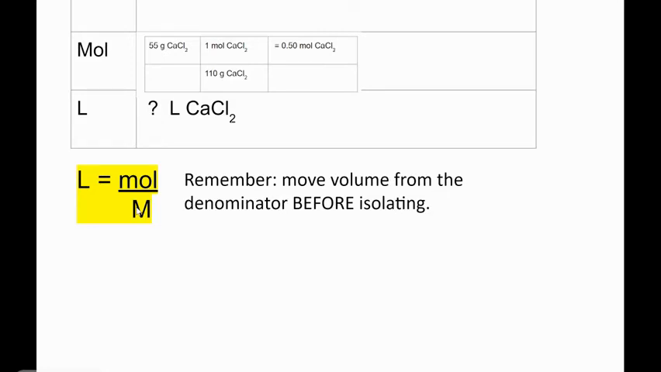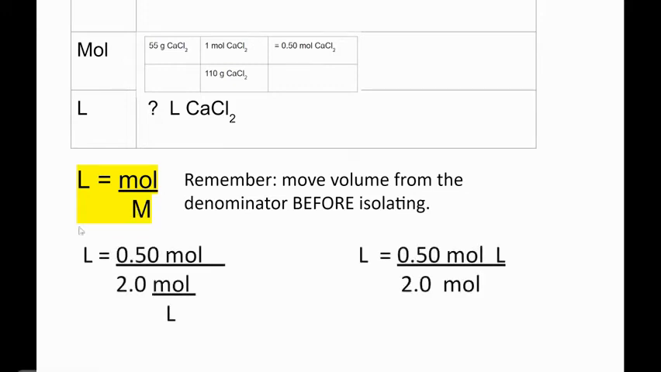Once we've rearranged the equation, we can now substitute and solve. Our volume is equal to moles, 0.05, divided by molarity, 2.0. I took the capital M in molarity and changed it into moles per liter, which is what molarity represents, so we can see how units cancel.